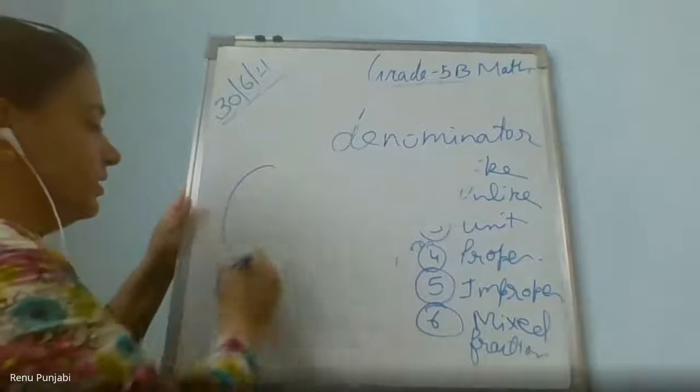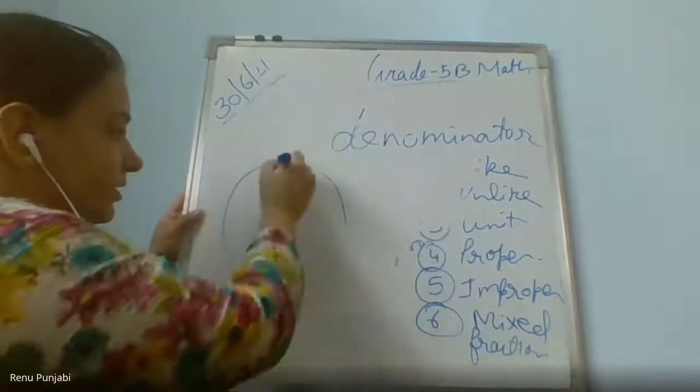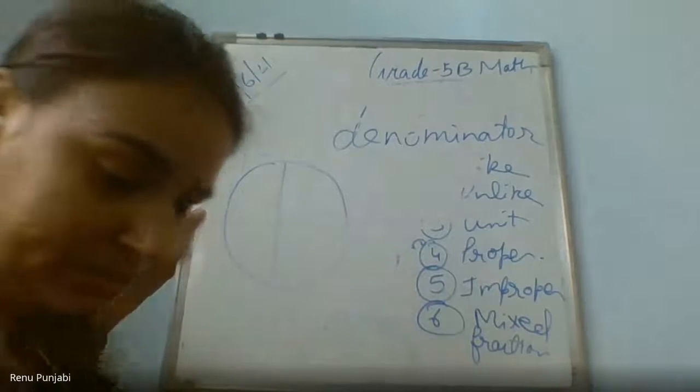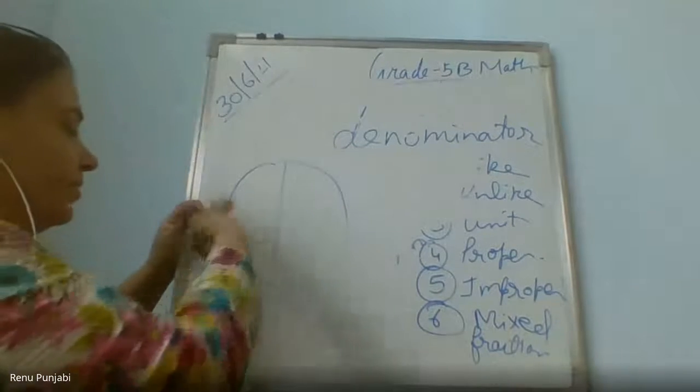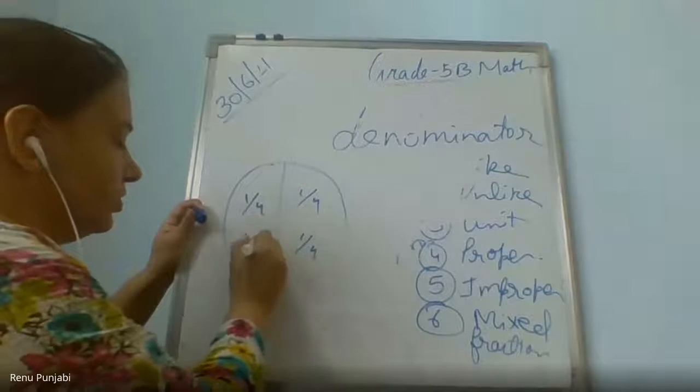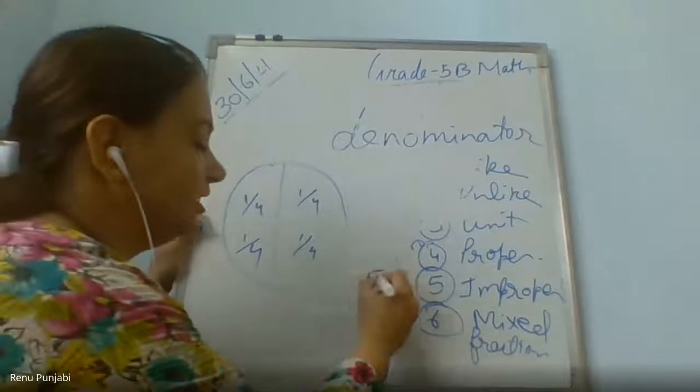See, there was a cake and I divided it into 4 parts. Each part is 1/4. And the fraction is 5/4.